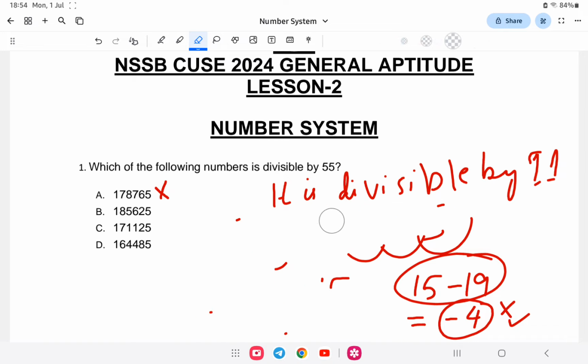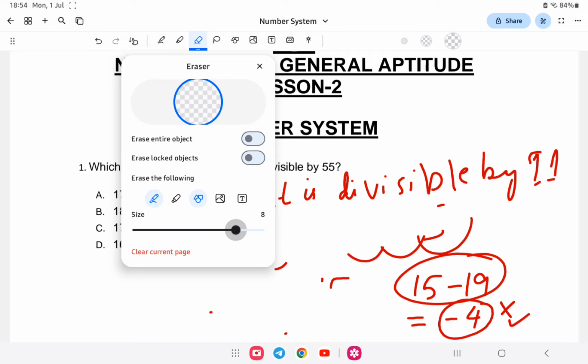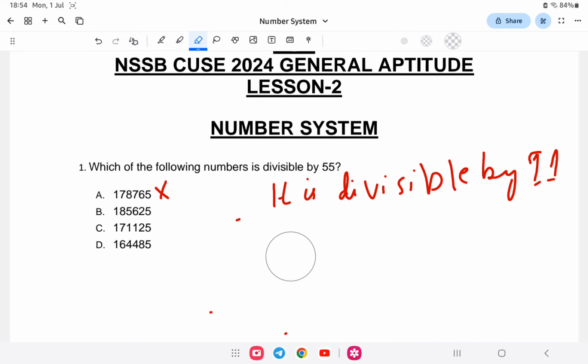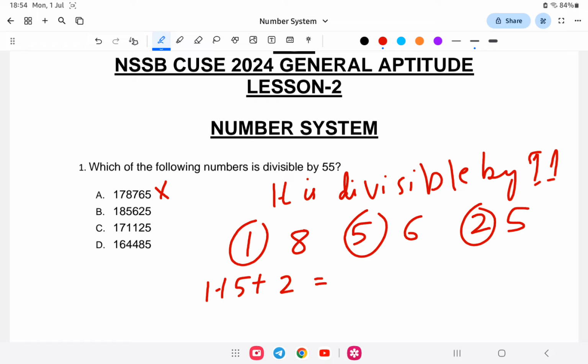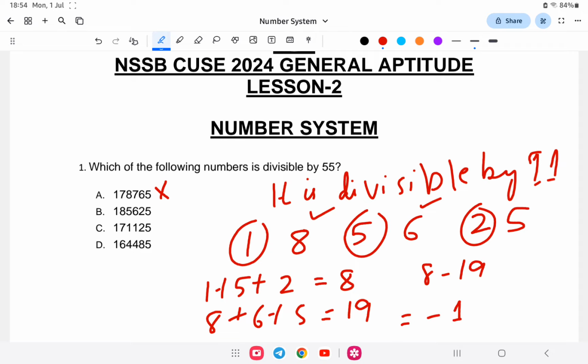Let us see the second option, that is 1 8 5 6 2 5. Add the alternate digits 1, 5 and 2: 1 plus 5 plus 5 plus 2 gives 8. Similarly, 8 plus 6 plus 5 gives 19. So 8 minus 19 is minus 11, which is 11.